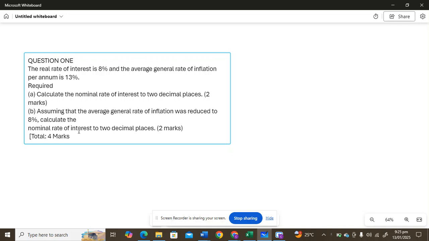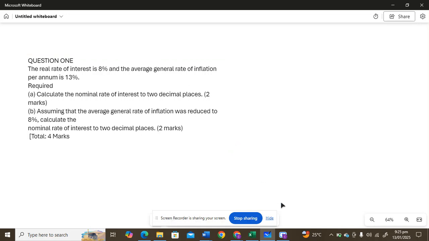Calculate the nominal rate. So the nominal rate, basically, is the interest rate which is not adjusted for inflation. Then the real interest rate you adjust for inflation, and it gives you what you expect your returns to be after inflation has been accounted for. So for part A, we'll get the nominal interest rate.